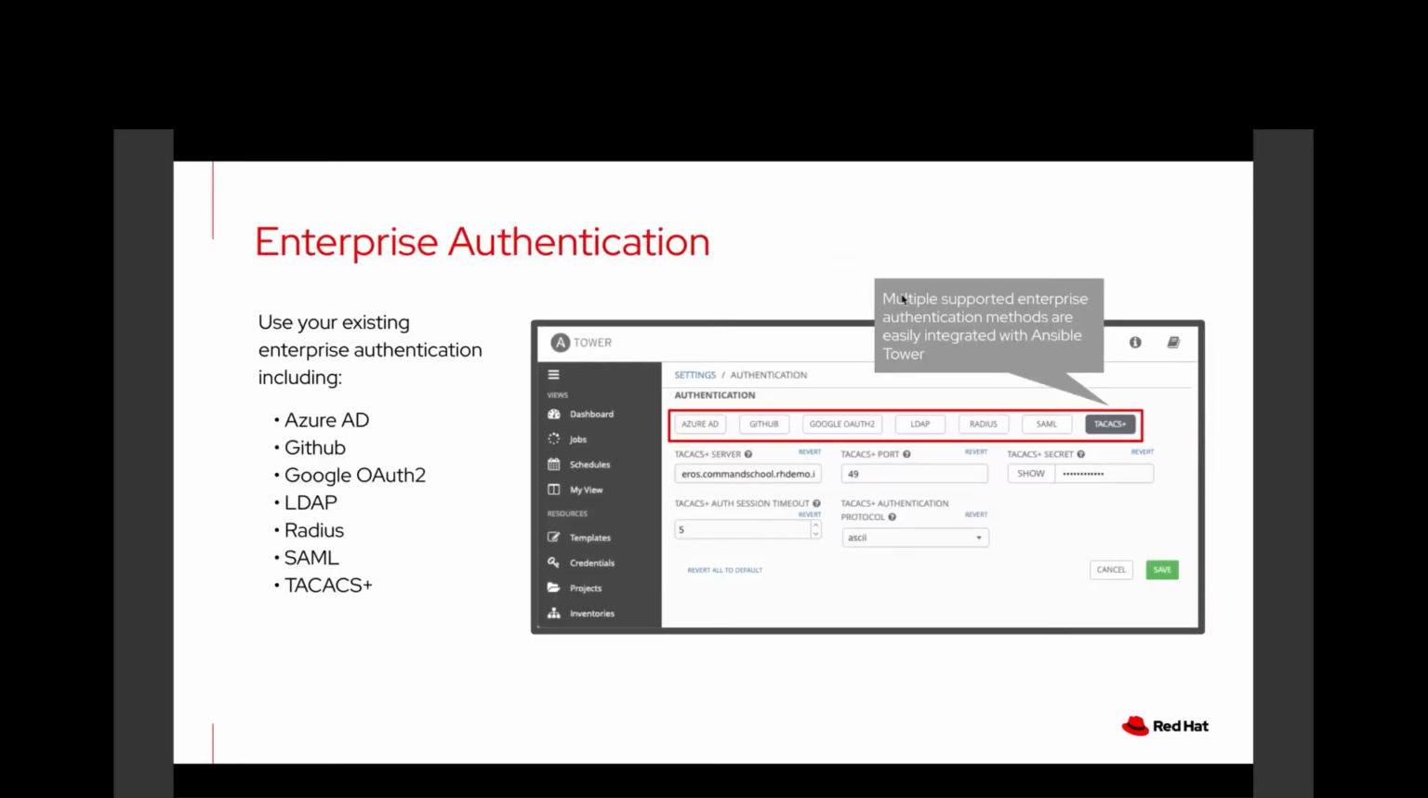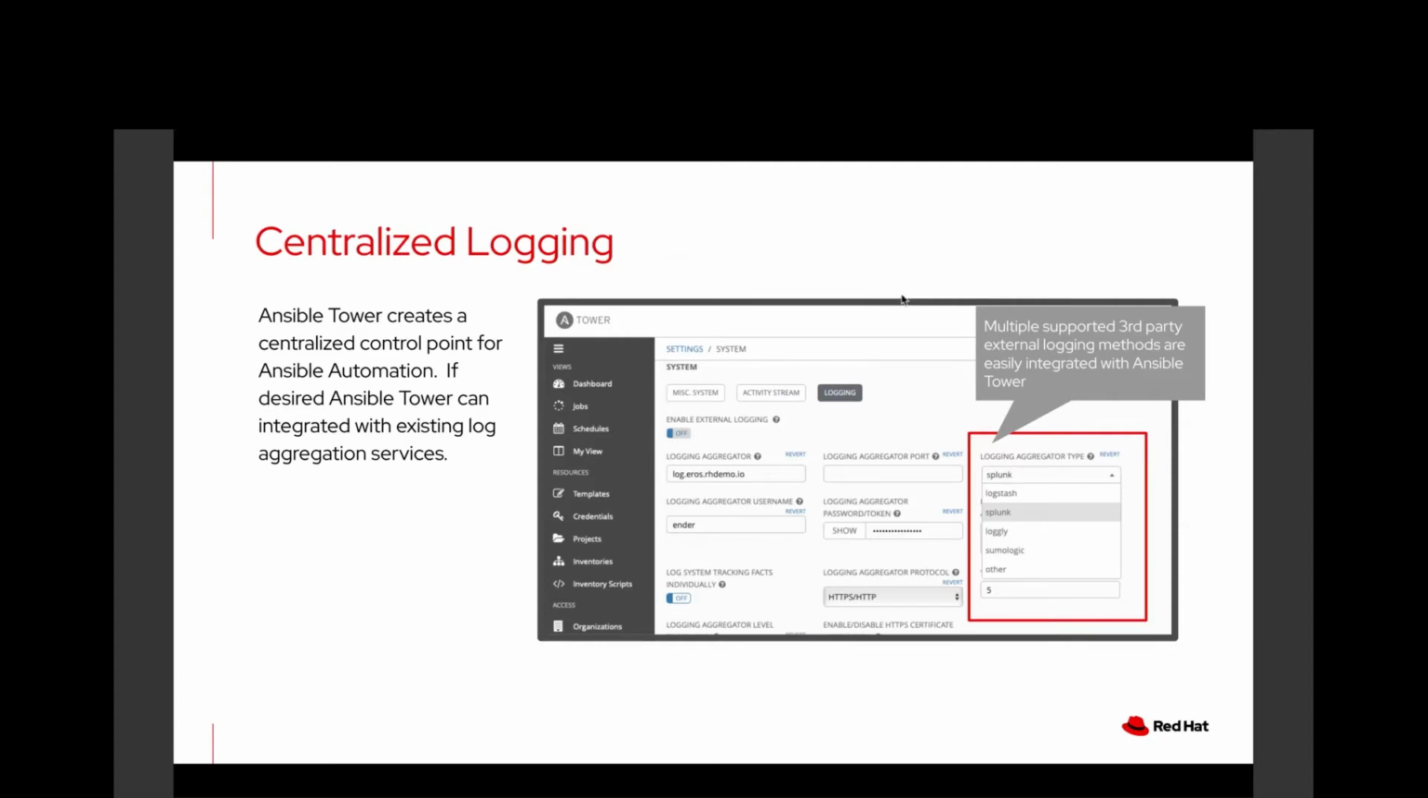We have enterprise authentication, so we integrate. I kind of brought this up before. Google OAuth 2 is one that I didn't say, and obviously SAML. You can see that it's literally push button integration in here, so it's trivial to set up. Centralized logging. Here's the drop down. You can see Logstash, Splunk, Loggly, Sumo Logic, other. It's very flexible to be able to use your existing logging tool if you don't want to use the native logging on Tower.